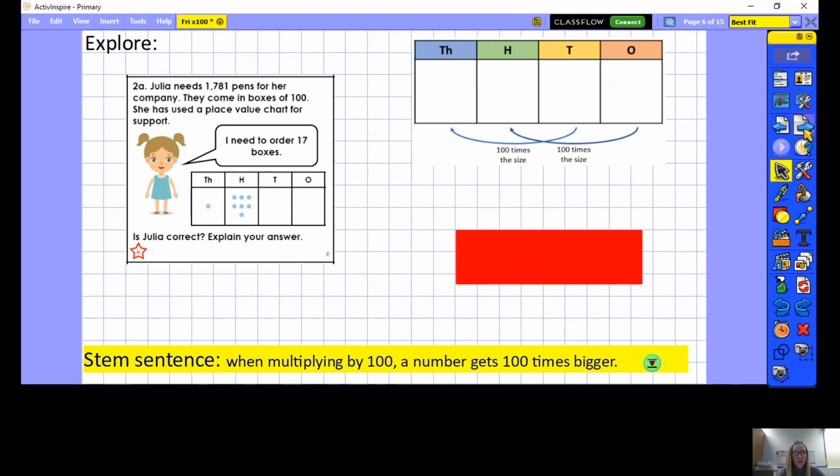Okay, one more problem solving question. So Julia needs 1,781 pens for her company. They come in boxes of 100. She has used a place value chart for support. She says she needs 17 boxes. She needs to order 17 boxes of pens. Is she correct? Can you explain your answer? Pause the video now while you have a think about this question.